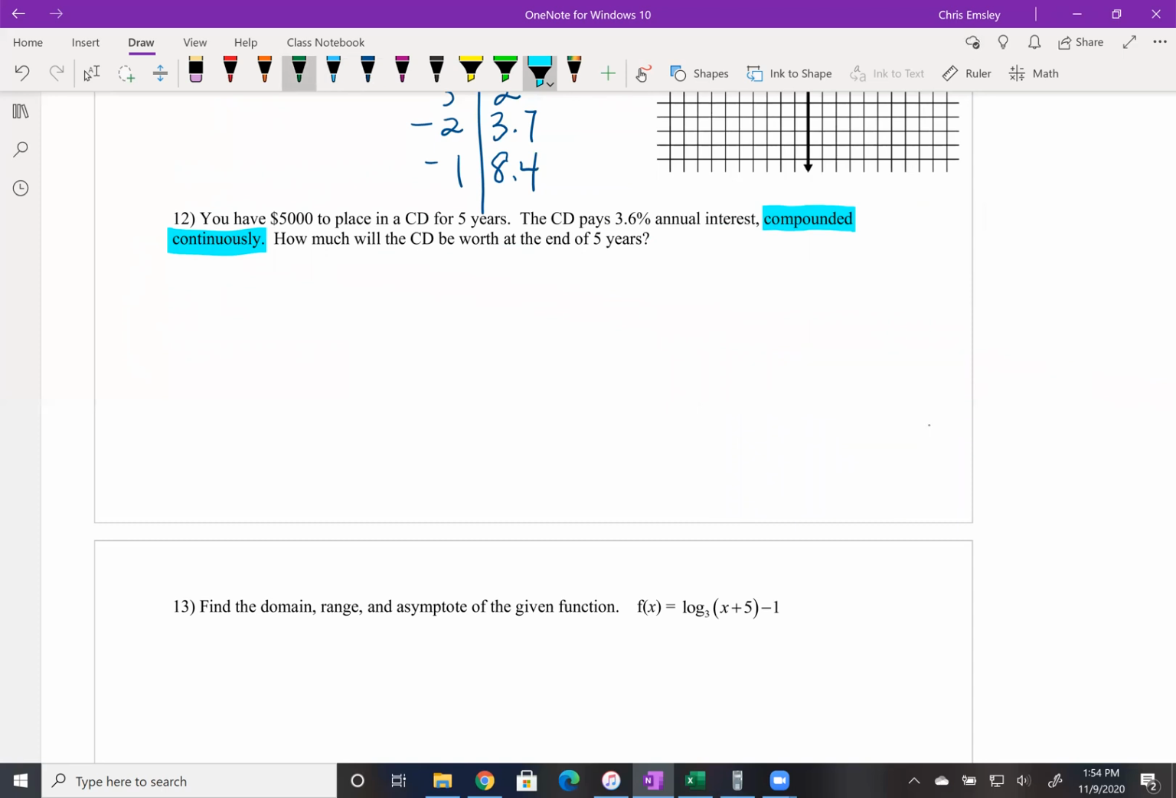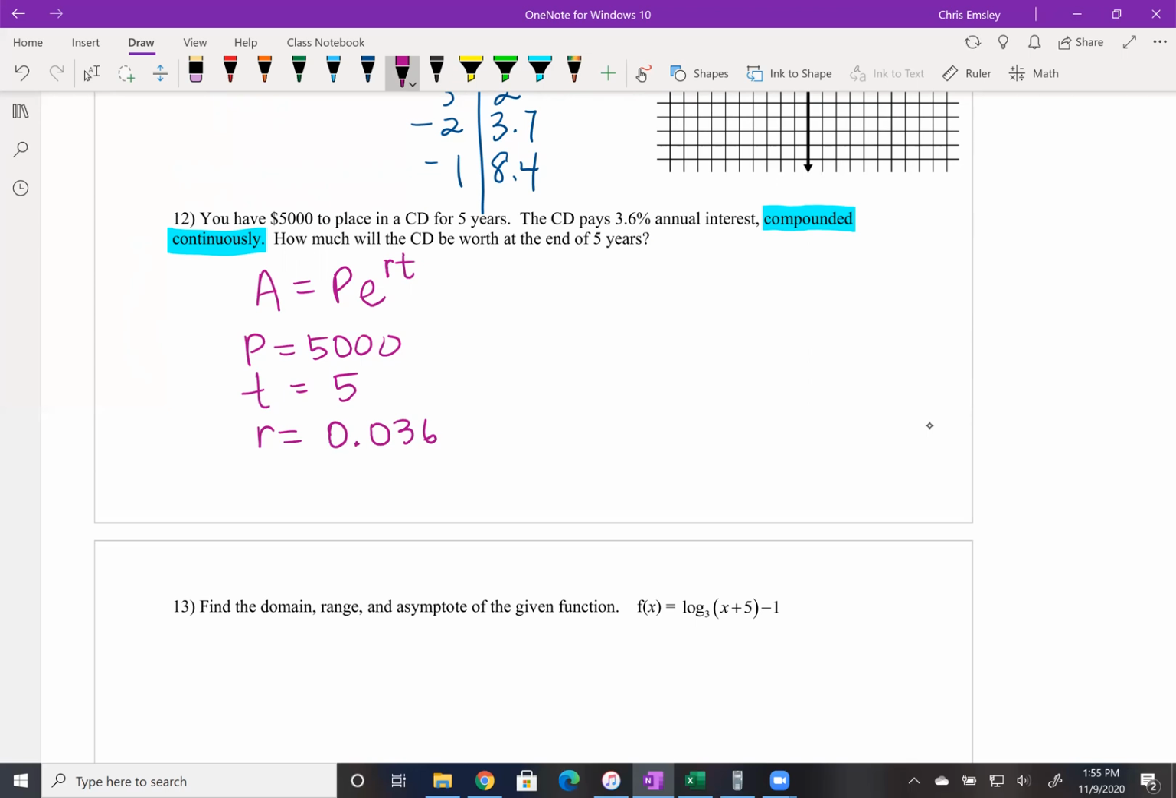Since it's compounded continuously, we want to use our natural exponential function, this one, and identify what we know. We have $5,000 to place in a CD, so that's going to be our starting value. So that's P. We're starting with $5,000 for 5 years. So there's our time. 3.6% interest means our R will be 0.036. Change it to a decimal.